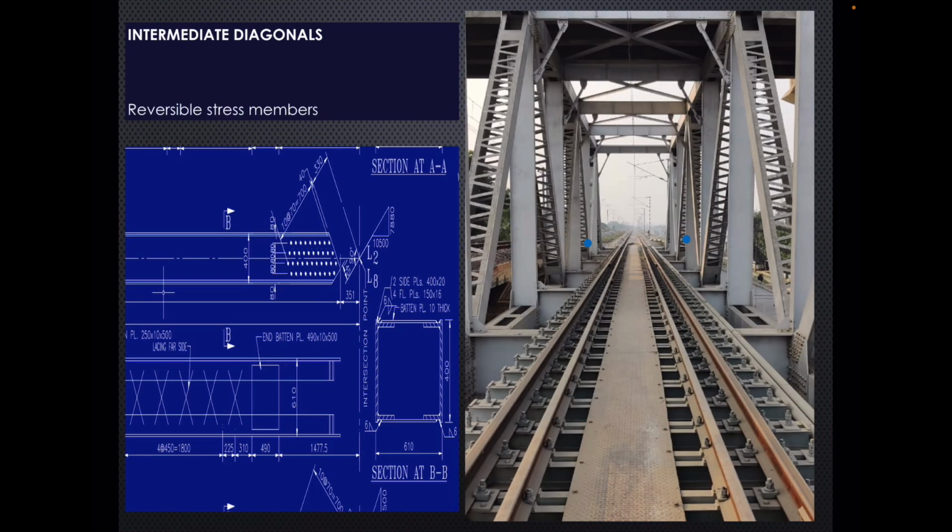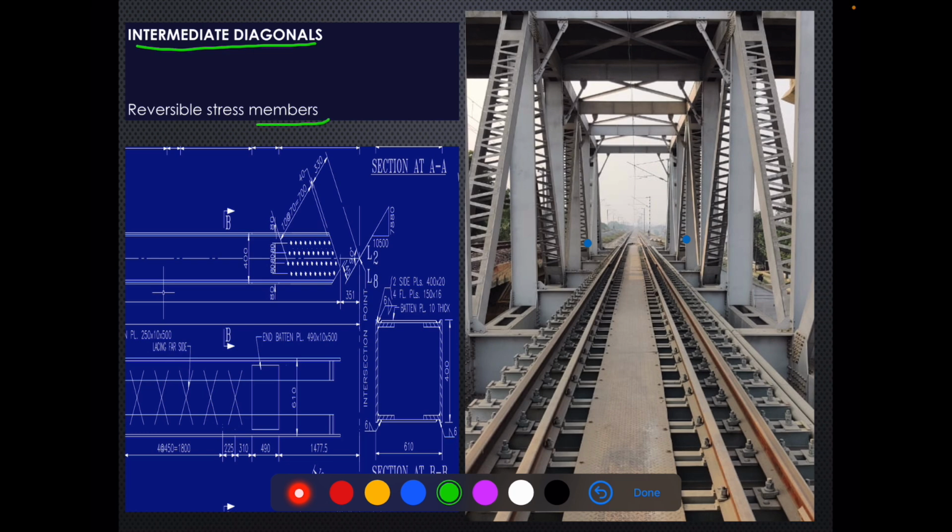Then we have intermediate diagonals. Intermediate diagonals have reversible stresses, so their design is guided by reversible stresses. They are basically the blue dots, as you can see from here also I can mark them. They are these members. This is also, this is also, this is also. And these are intermediate diagonals.